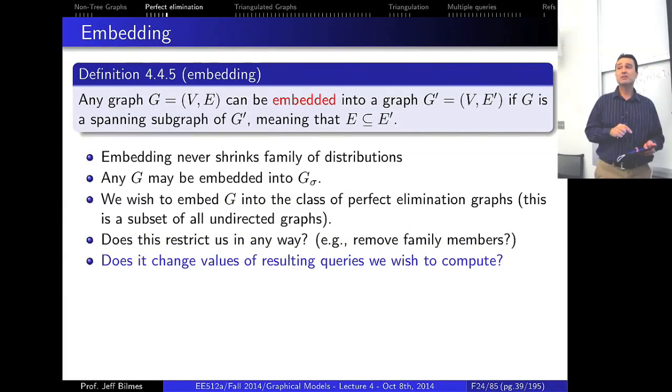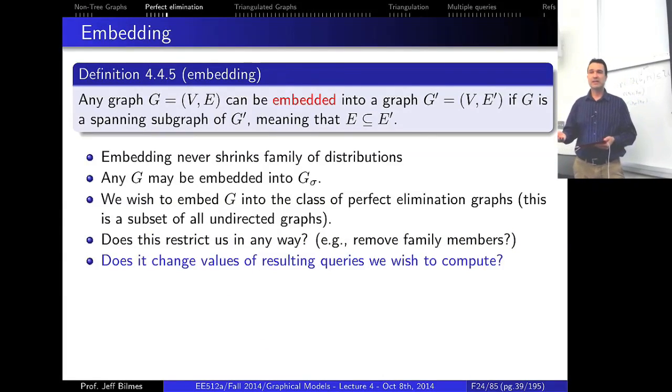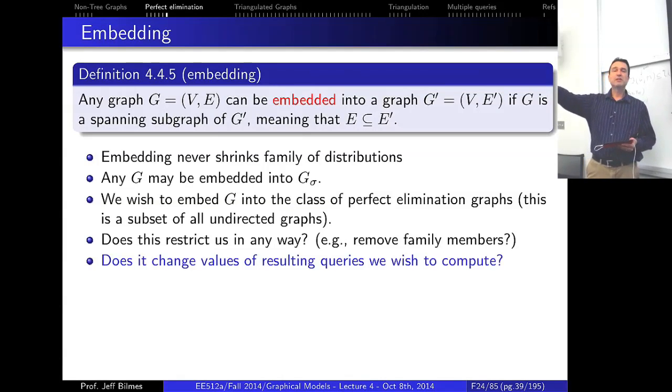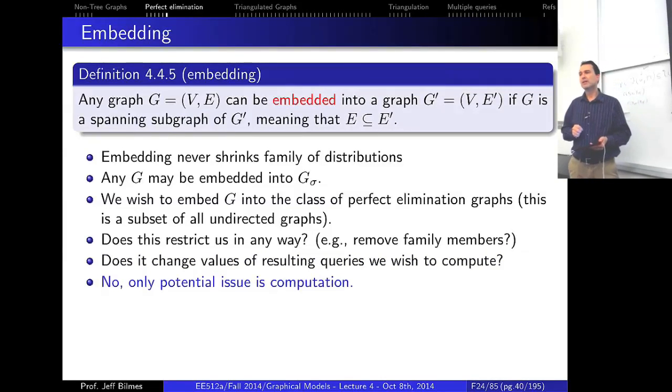Does it change the resulting query values that we get? Let's say, okay, now I've got this embedded family, this larger family, and now I want to compute the probability of x2 given x3. Does it change that? No. All answers are the same. Everything is exact. Why? Because we're solving something in a more general category. This is really important. This also, by the way, getting back to the discussion of Bayesian networks, is very related to the moralization process. Moralization is exactly the same.